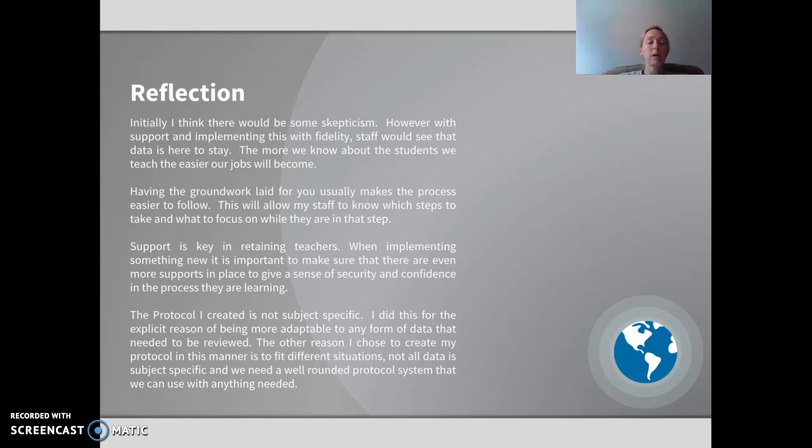And when implementing something new, it is important to make sure that there are even more supports in place to give a sense of security and confidence while they're in this process and learning. The protocol I created isn't subject specific, and I did this with the explicit reasoning that I wanted it to be more adaptable for any form of data that we may need to review. The other reason I chose to create the protocol in this manner was to fit different situations because not all data is subject specific, and we need a well-rounded protocol system that we can use with anything we need.